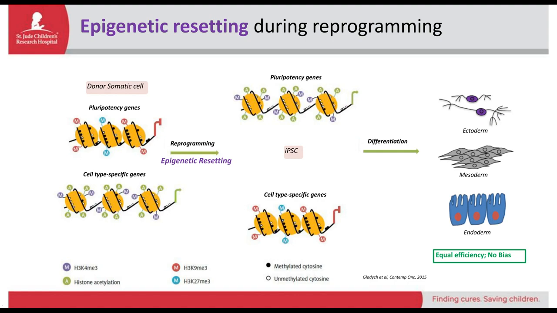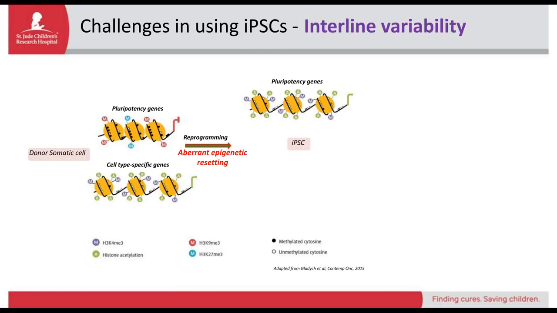Oftentimes, however, this does not happen perfectly, and the resetting process can often be incomplete or aberrant. Now, this is a random process, and it can vary between every single reprogramming event. But what happens is that you have a donor somatic cell which undergoes reprogramming into an iPS line, which does express the pluripotency genes. However, the repression of the cell type specific genes might be incomplete or aberrant.